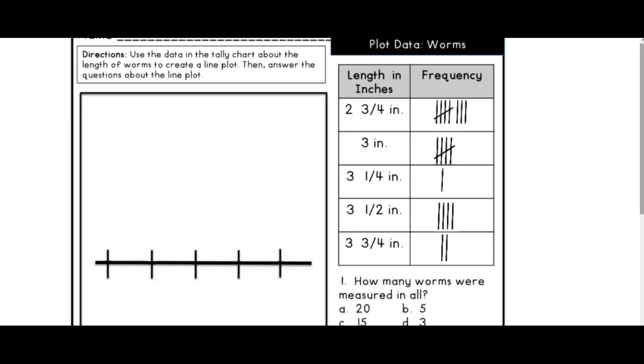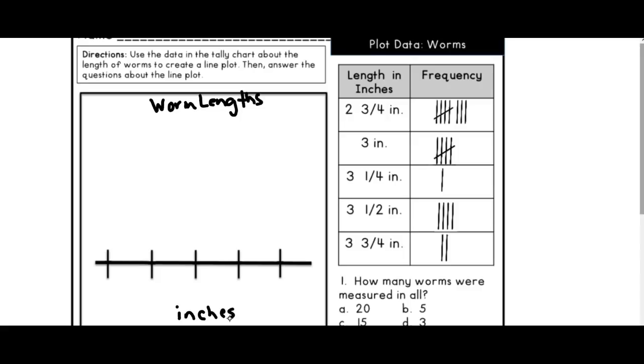Okay guys, so here's our last example. This one is about worms. So apparently some worms were measured for their length, and the data was recorded here in this data table. So we have some worms that were 2 3/4 inches long the whole way through 3 3/4 inches. So we're going to make our line plot. We're going to start with the title. Perfect title for this would be worm lengths. And according to our data table, their lengths were measured in inches. So we're going to record that there.